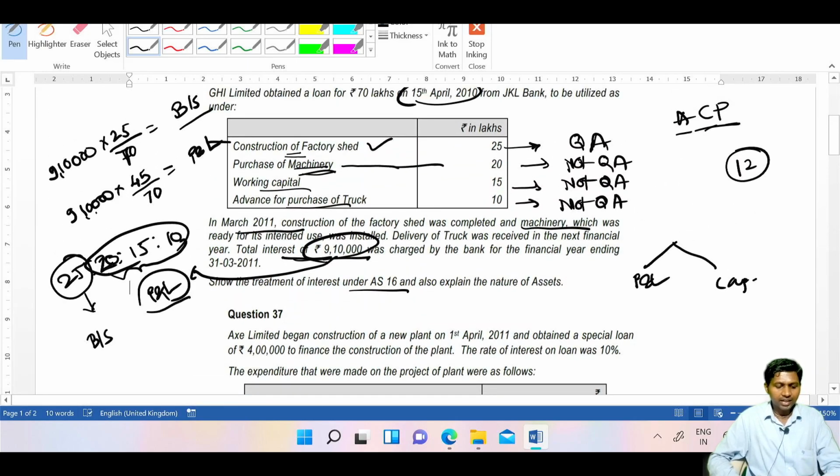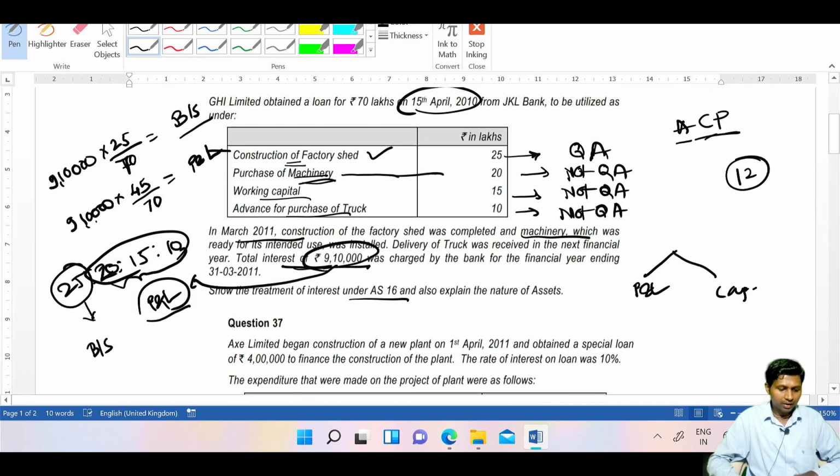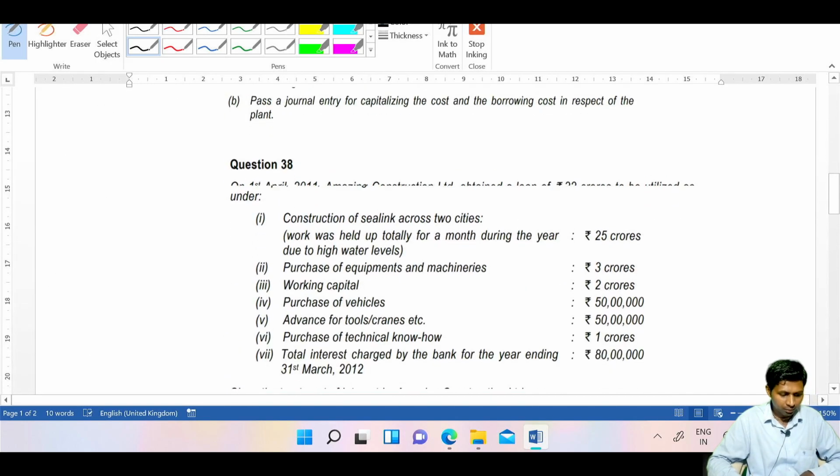First read the assets, then check for their qualification. If they are qualified, you can capitalize. If not, then compulsorily in profit and loss. Okay, what to write in profit and loss? These three interests you can write in profit and loss.